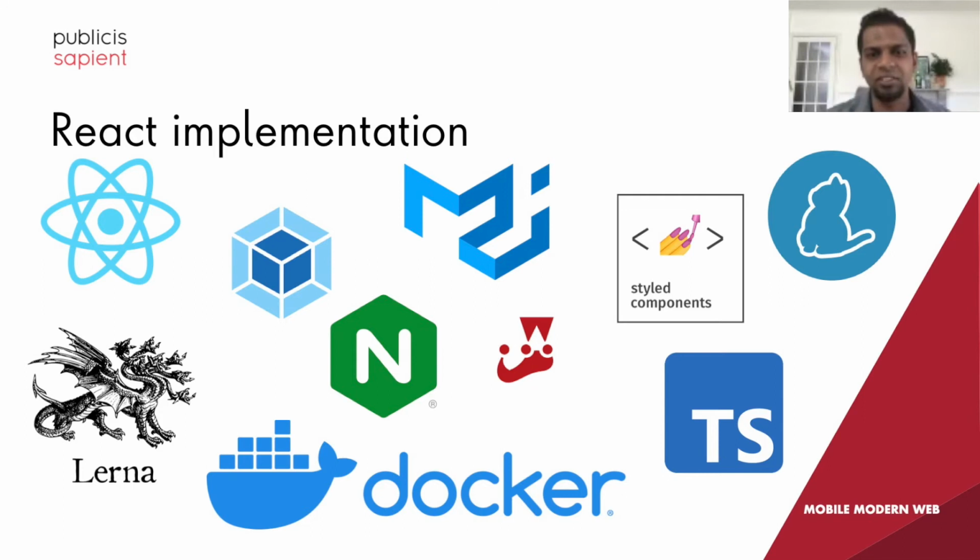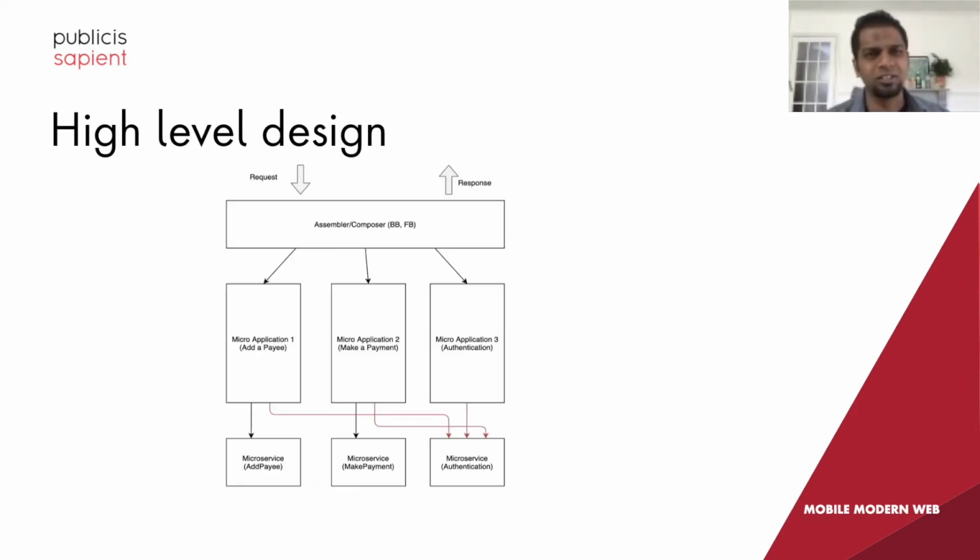This is the stack that we've used to implement this case study. We're using React as a UI library, Webpack as a module bundler. We've extended Material UI to build our design system. We're using Lerna for tagging and publishing of these individual micro frontends, and Yarn workspaces to symlink all these individual micro frontends in the developer environment, which we'll talk about in a bit. What does our very high level design look like? What you see on the screen now is where we have single micro applications, like add a payee, make a payment, authentication.